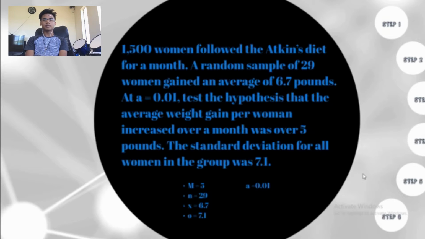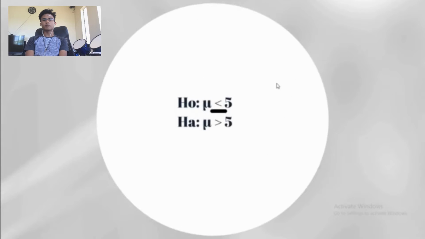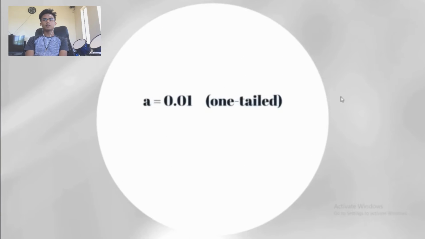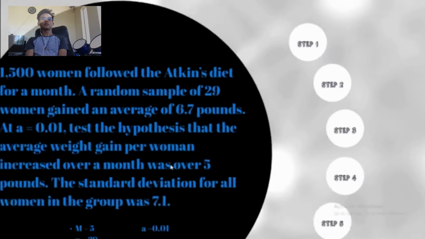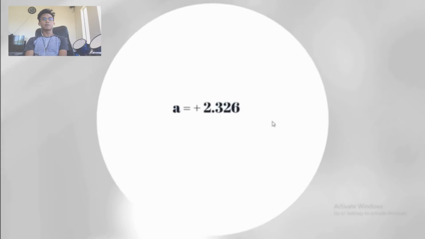Now let's proceed to the steps. Step 1 is again writing the hypothesis, which is H0: μ is less than 5 and HA: μ is greater than 5. Step 2 is the level of significance, which is alpha equals 0.01, which is 1%, because it indicated that the increase over a month was over 5 pounds.